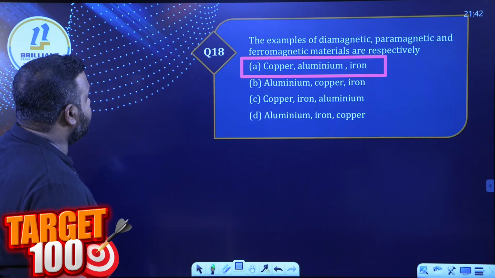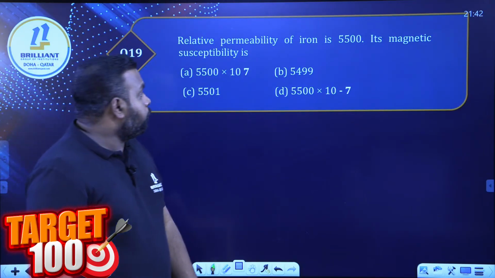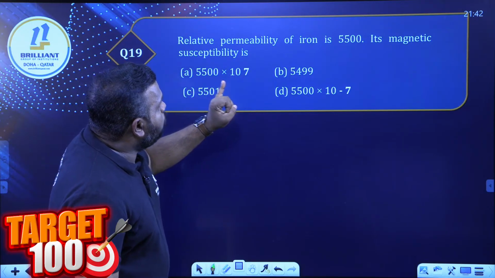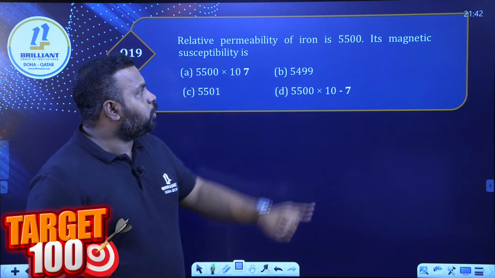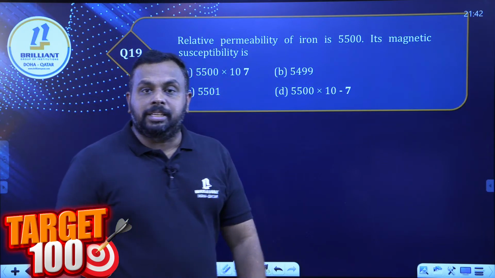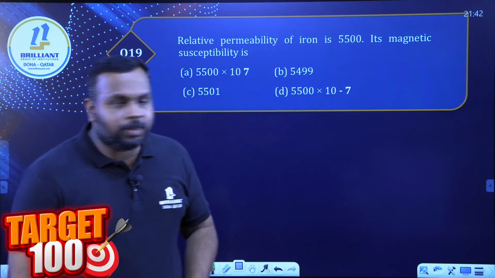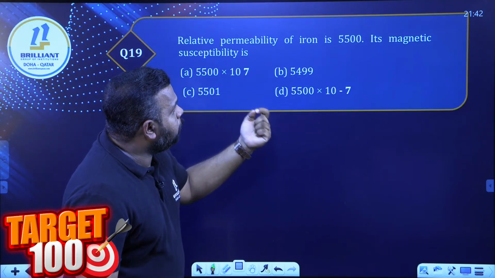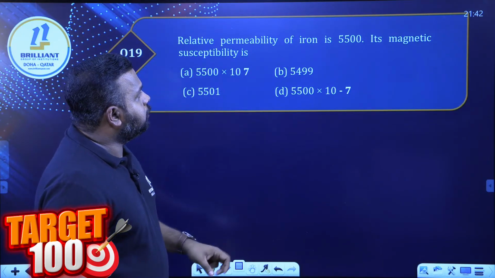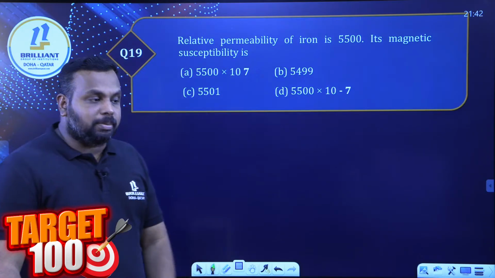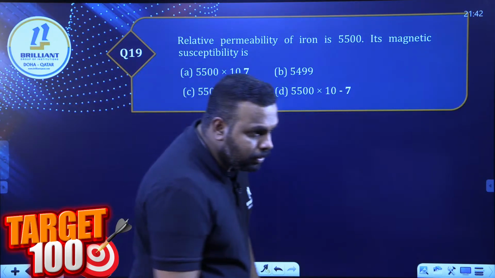Alright, yes. Question number 19. The relative permeability of iron is 5500. Its magnetic susceptibility is, very easy question if you can recall the formula. The relative permeability of iron is 5500. You have to find its magnetic susceptibility. Please comment your answers.